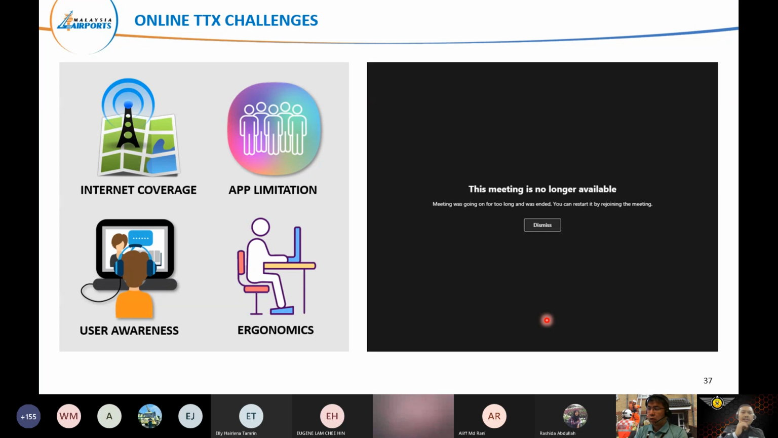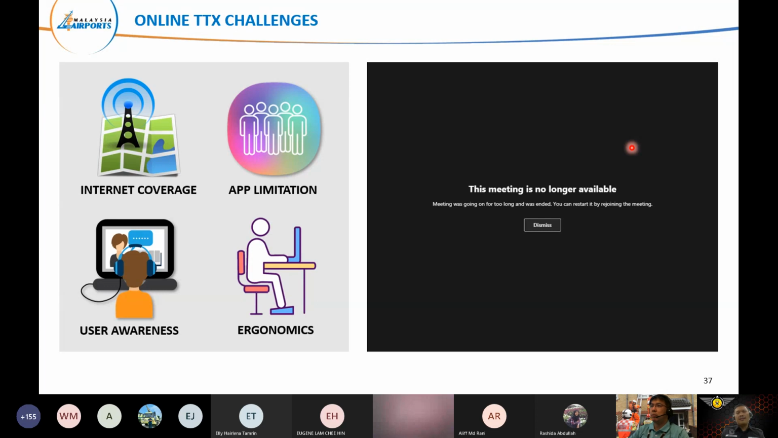Then the app limitation, like I mentioned before. You can see the photo I shared here, in the black color: "This meeting is no longer available."